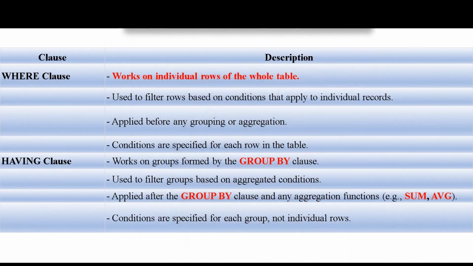Let's learn about WHERE versus HAVING clause. The WHERE clause works on individual rows of the whole table. It is used to filter rows based on conditions that apply to individual records. It's applied before any grouping or aggregation. Conditions are specified for each row in the table. The HAVING clause works on groups formed by the GROUP BY clause. It's used to filter groups based on aggregated conditions. It's applied after the GROUP BY clause and any aggregation functions, for example, SUM, AVG. Conditions are specified for each group, not individual rows.